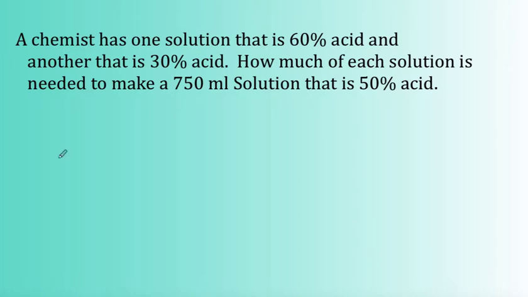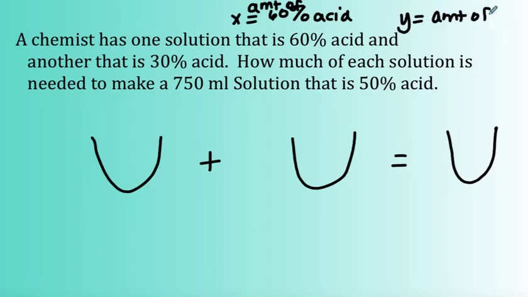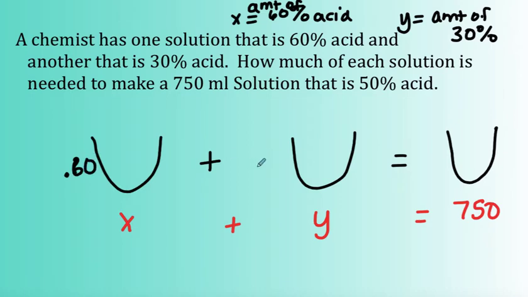Okay, so I'm going to go ahead. It's a mixture. I'm going to make some bowls. All right, so I'm going to let x equal the amount of 60% acid solution, and y is the amount of 30%. So again, total amount, x plus y equals 750. There's my one equation. My second equation, I'm going to multiply by 60%, multiply by 30%, and I want my new mix to be 50%.